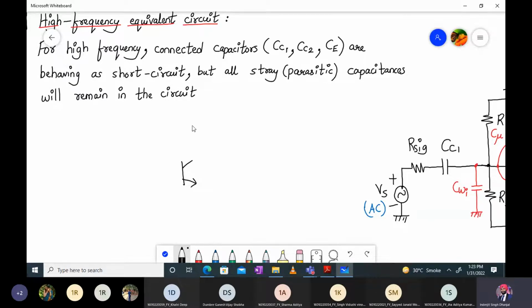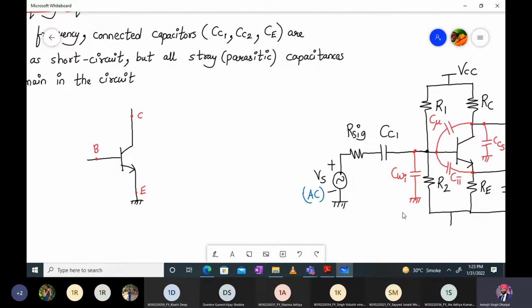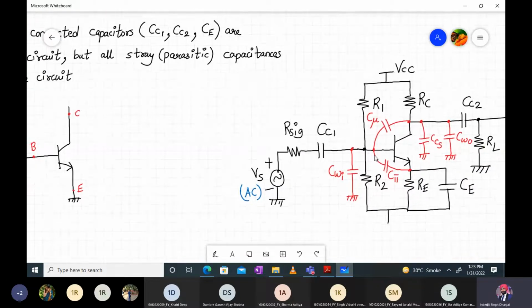The BJT will have a base, collector and emitter. Let me mark it over here. This is my base terminal, this is the collector and this is the emitter. Okay, now let's construct the equivalent circuit. So over here also let me mark it. This is my base, that's my collector and this is the emitter.